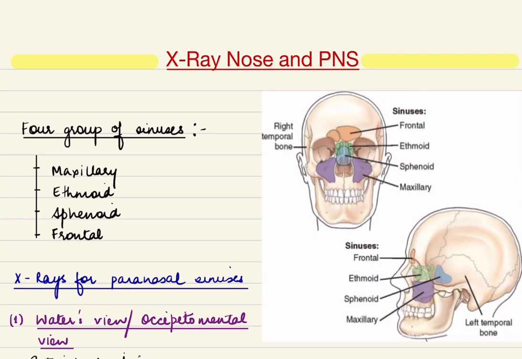Now, before proceeding further, let us discuss a little bit about the sinuses. So, there are mainly four groups of sinuses named on the bone they are pneumatizing. A couple of maxillary sinuses, a couple of frontal sinuses, one on each side, a couple of sphenoid sinuses, one on each side, and multiple ethmoid sinuses, which are multiple on both the sides.